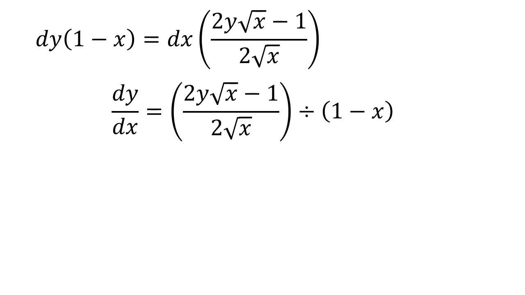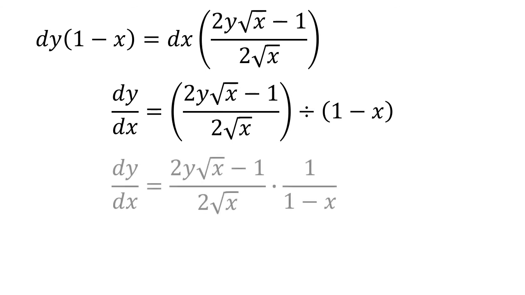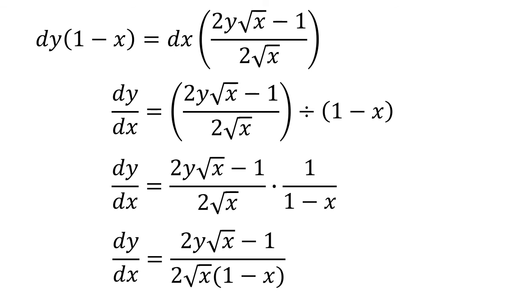Again, there's division involved, so change the operation into multiplication, and express the divisor in its reciprocal. The reciprocal of 1 minus x is 1 over 1 minus x. Okay, so multiply the numerators, multiply the denominators. So our answer will be dy over dx equals 2y square root of x minus 1 all over 2 square root of x times 1 minus x. Okay, this is our final answer.